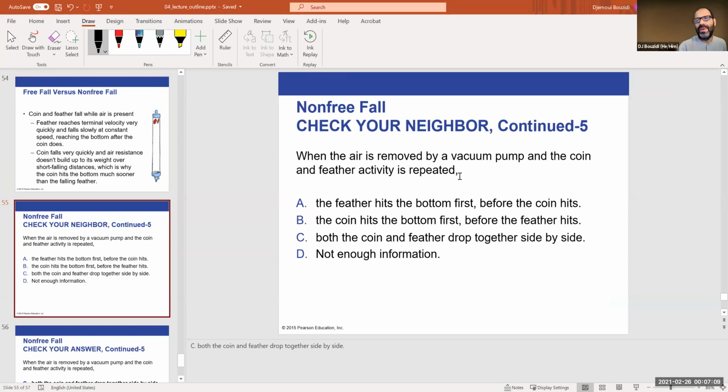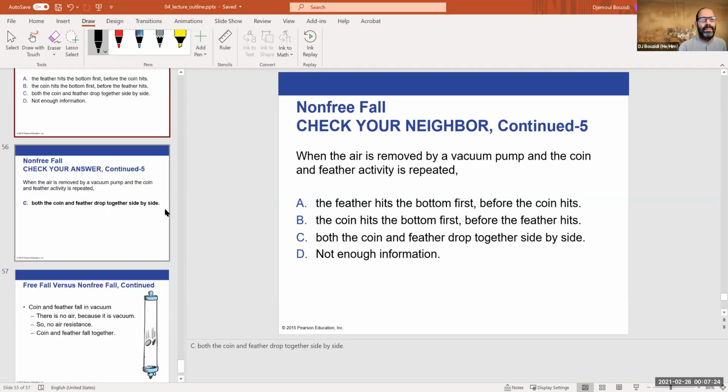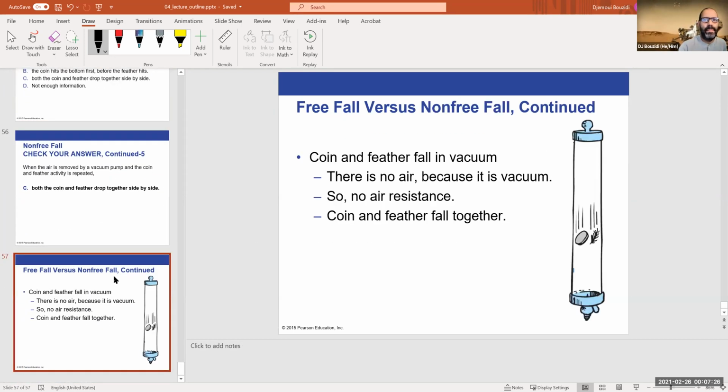When the air is removed with a vacuum pump and the coin and feather activity is repeated, in this case, does the feather hit the bottom first? No. The coin hits the bottom first? No. Both the coin and the feather drop together, side by side. Correct answer is C. Okay. Now, when there is actually a vacuum, there is no air resistance, and both of them will reach the ground together.